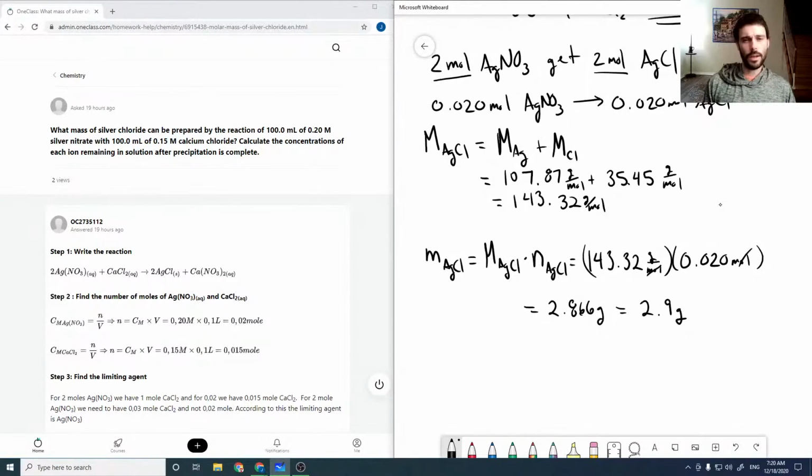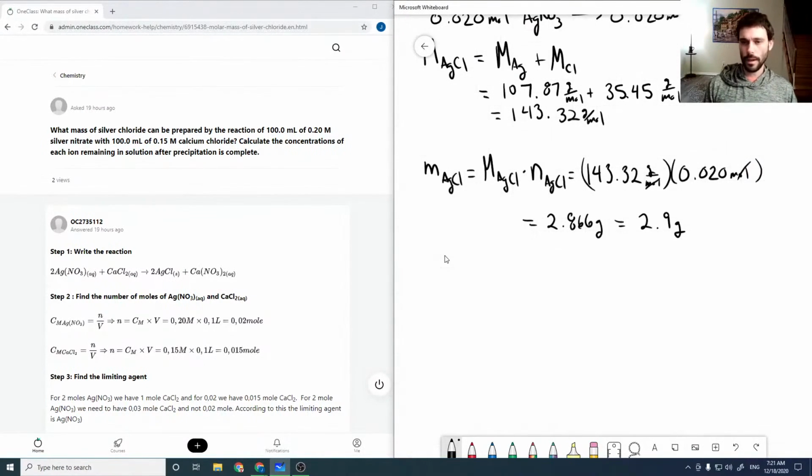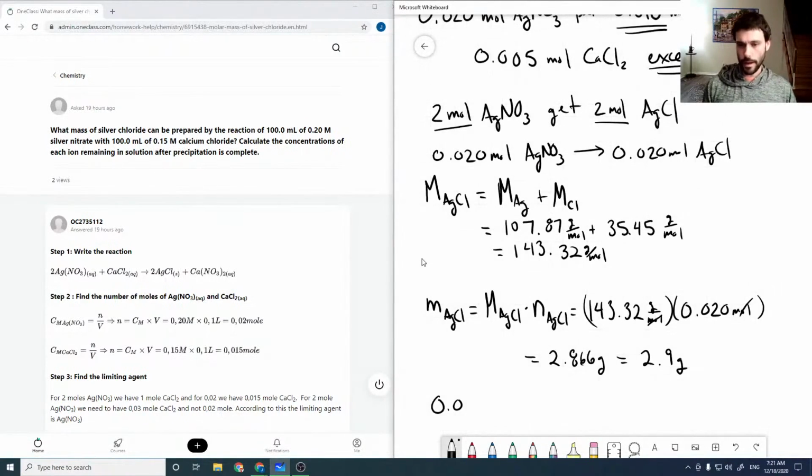And now the other question it asks is the concentrations of each ion remaining in solution after precipitation is complete. So here, I guess we might as well just go by our products. So our products are calcium nitrate, so we need to consider that, and then the excess calcium chloride. So we know we have excess 0.005 moles of calcium chloride.